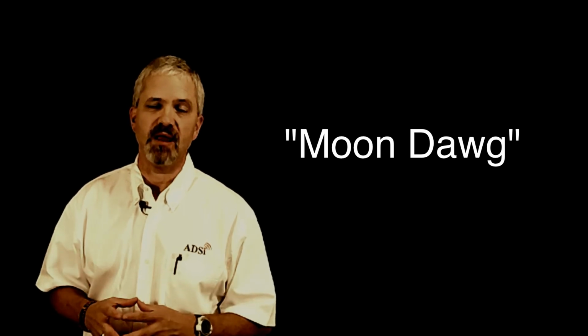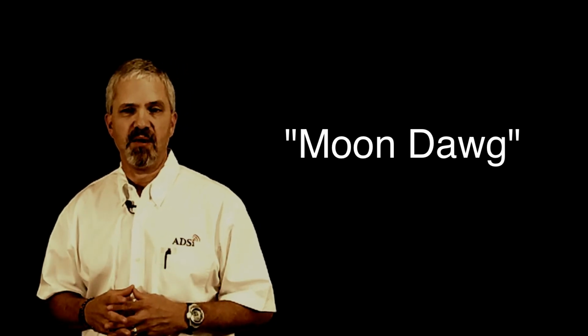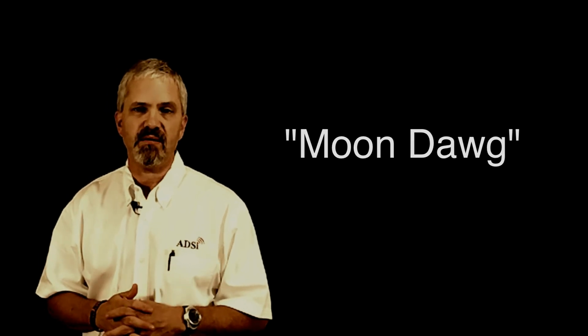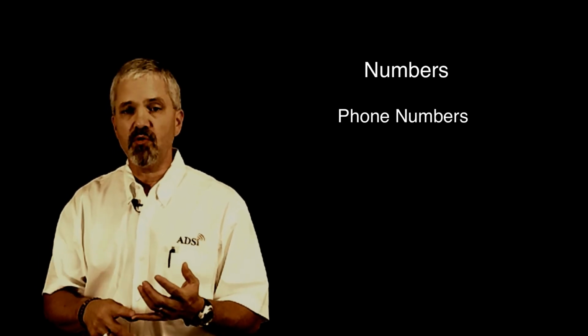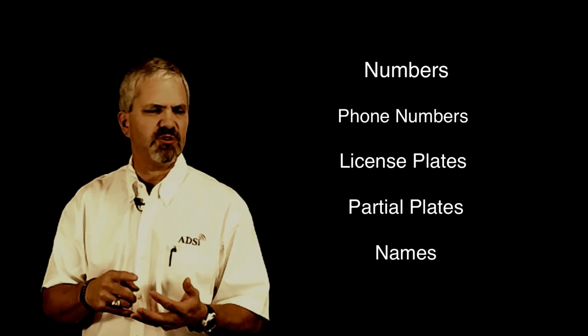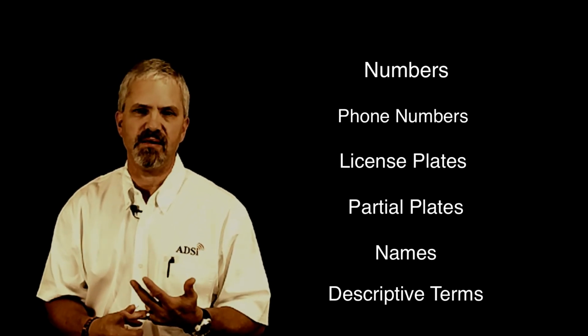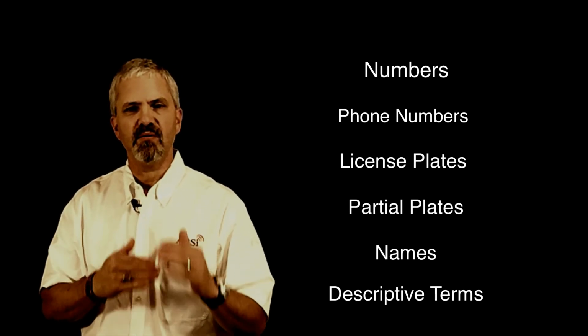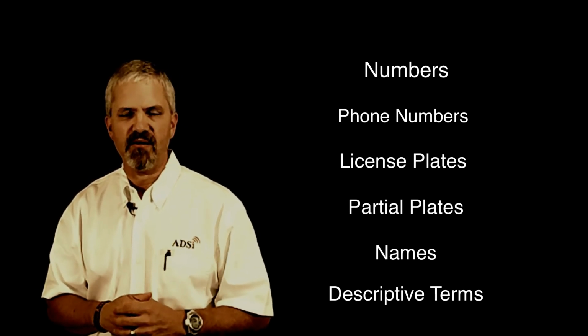And you probably already figured this out, but vehicle descriptions are not the only thing you can put in that box. If you've been hearing reports of some guy named Moondog terrorizing the neighborhood, type Moondog into that box and you can find out if your department has ever dealt with anybody by that name. You can put numbers, phone numbers, license plates, partial license plates, names, descriptive terms, anything you think of, put it in that box. And if it's in your system, we'll find it, even in the body of a narrative.